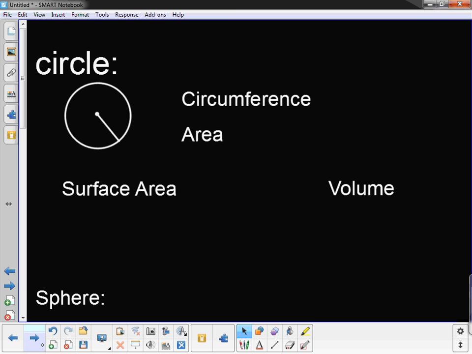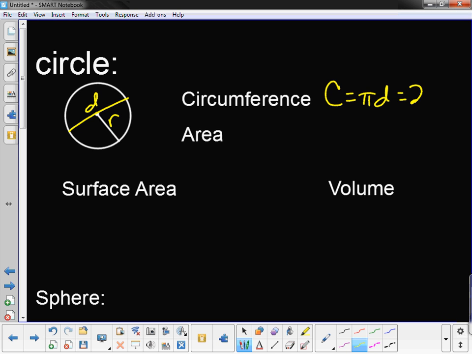So, first thing we want to do is review a little bit about a circle. If I have a circle, I have a radius, or I might have a diameter, but in this case I have a radius, and a diameter would go all the way across. We know the circumference is the distance around the circle, and that circumference is pi times the diameter, or 2 times pi times the radius. That's the easiest way to think about those. And the area of that circle is pi times the radius squared. That would tell us how many little square units it would take to completely cover the circle. So those are the two things on the circle itself.